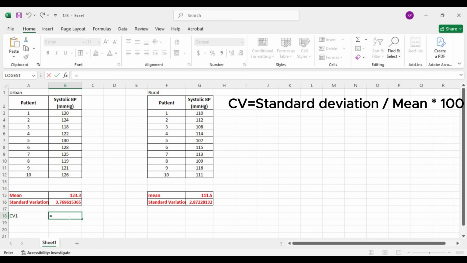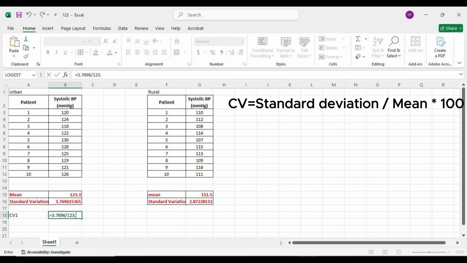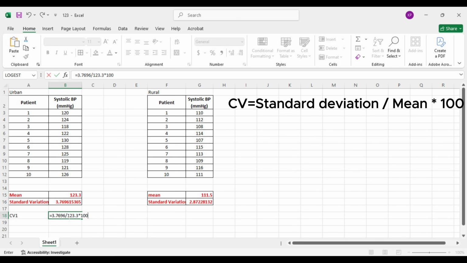Is equal to standard deviation of 3.7696 divided by 123.3 into 100. Make an enter. The coefficient of variance of the urban group is 3.05.